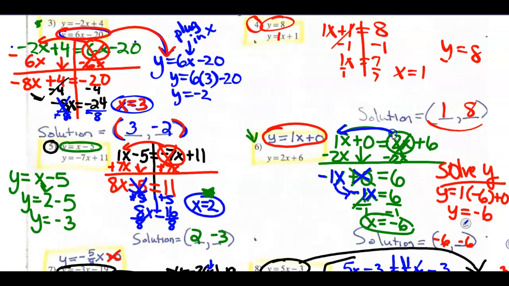And then I plugged it back in. Again, I used this equation, and I'm going to use the other one too. It doesn't matter. Y equals 2 times whatever my x is plus 6. We already said that x is negative 6. So we get 2 times negative 6 plus 6. Well, again, it comes out to be negative 6. On the other side, you can see that I did it here, but my solution is -6, -6.